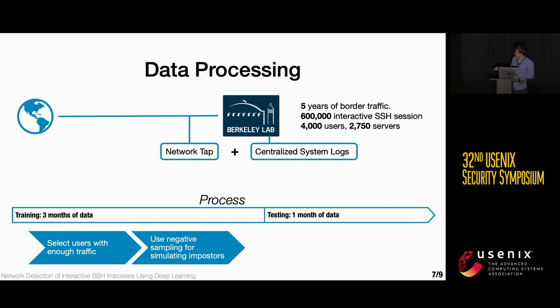And then we use negative sampling to simulate imposters. This means imposters in our system, since we don't have many examples of actual compromise, are just other users. The idea being we want to differentiate between a main user and other keystroke authentication dynamics.